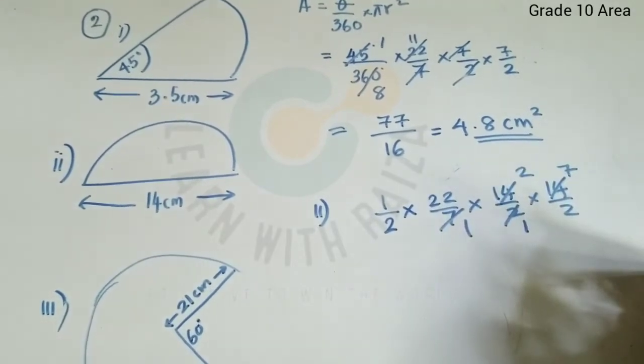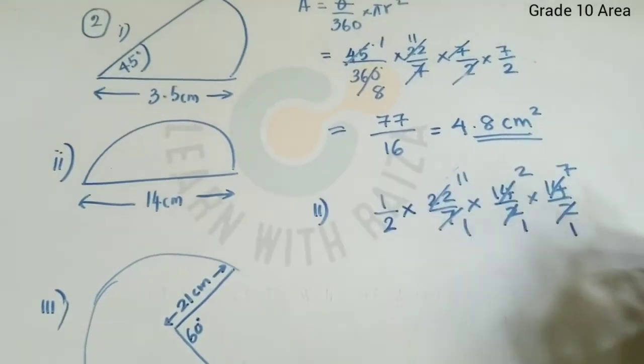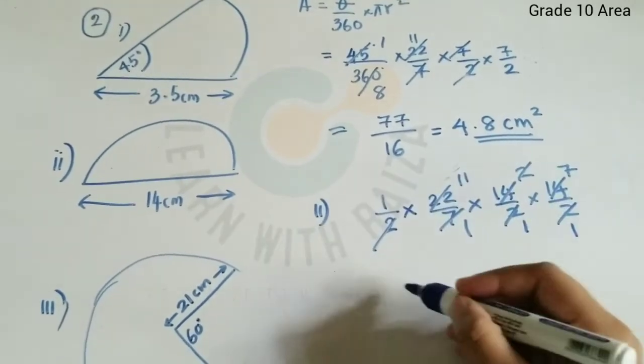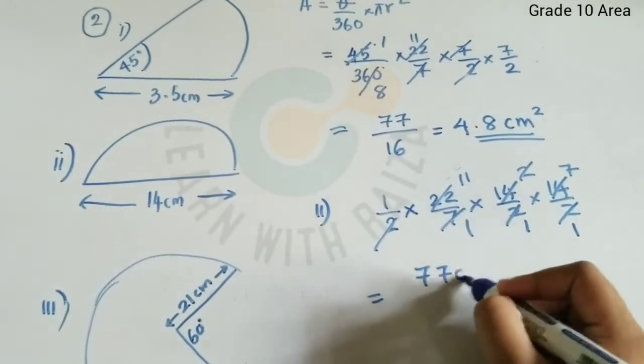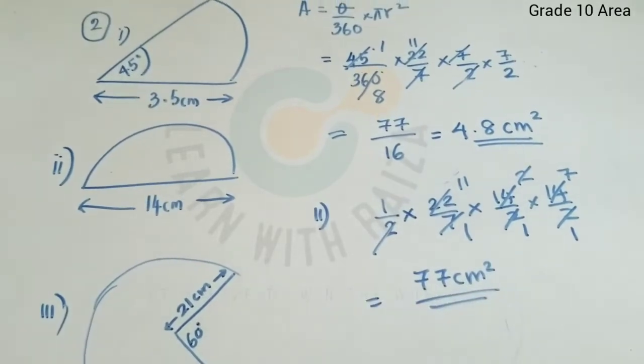What else can we cancel? 2 times 1, 2 times 11. Then this 2 and this 2 can be cancelled. So you can see we are getting 77 square centimeters. It's easy. Now we'll come to this one.